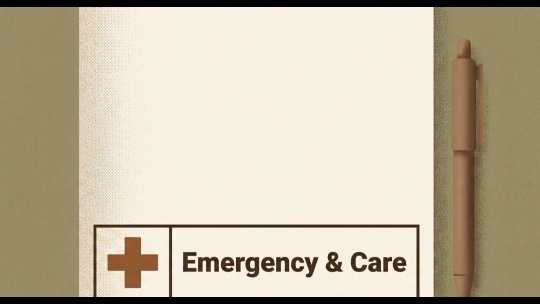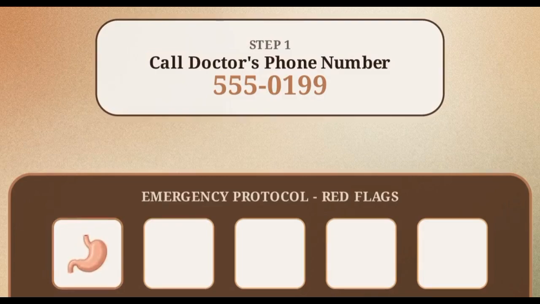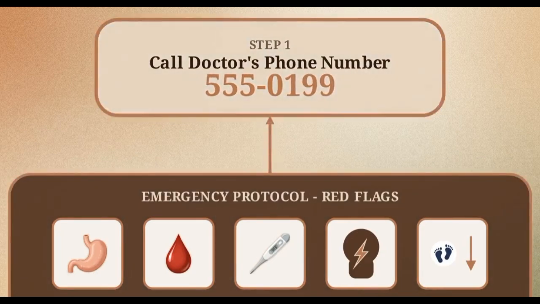At the bottom of your main planning page, draw a dedicated, highly visible box labeled Emergency and Care. List these 5 medical red flags: severe abdominal pain, heavy bleeding, high fever, severe headache, or reduced baby movement. If you notice these, follow the line straight back to Step 1. Call the doctor's phone number at the top.